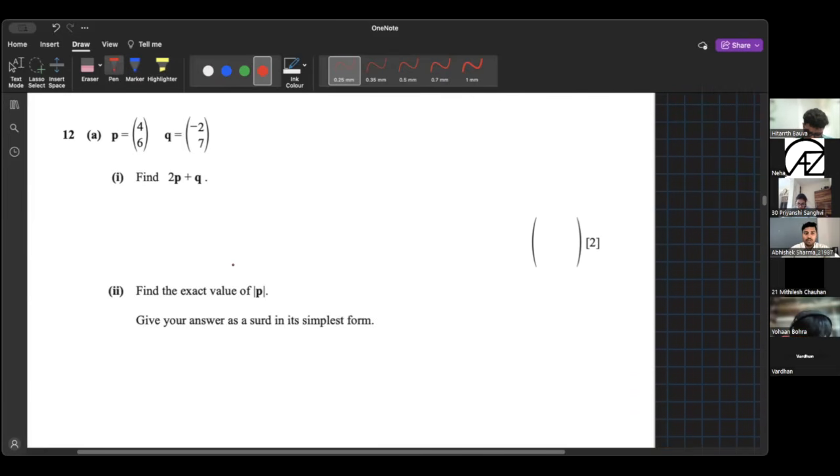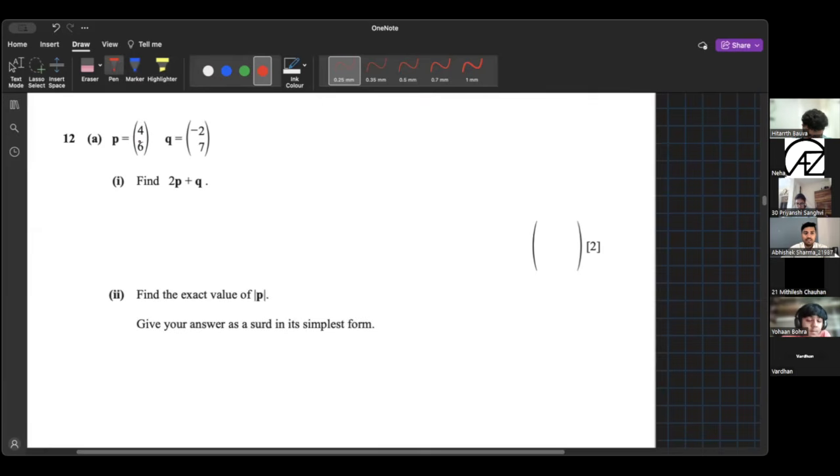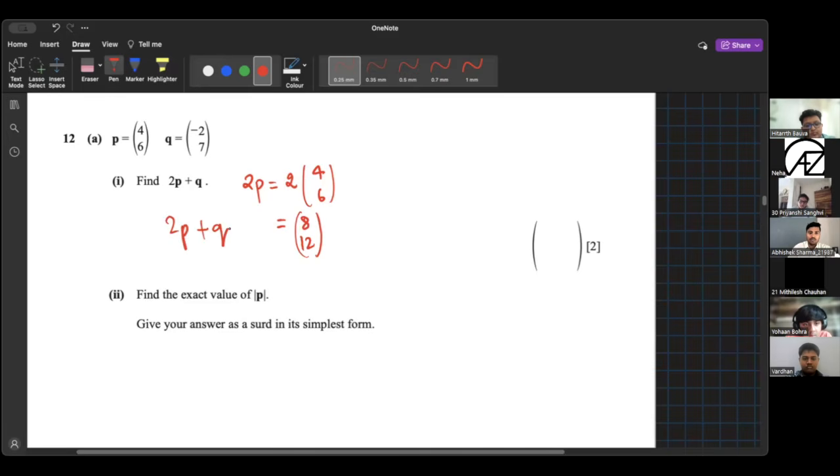Moving on to question number 12. P is a vector given to us in the column vector form, (4, 6). Q is (-2, 7). Find 2P plus Q. First we'll find 2P. So 2P is going to be 2 multiplied by P, that is (4, 6). So that's going to be (8, 12). And it says write 2P plus Q. So 2P plus Q is going to be this 2P and plus Q, that is (-2, 7). So the answer is going to be (6, 19). Clear?